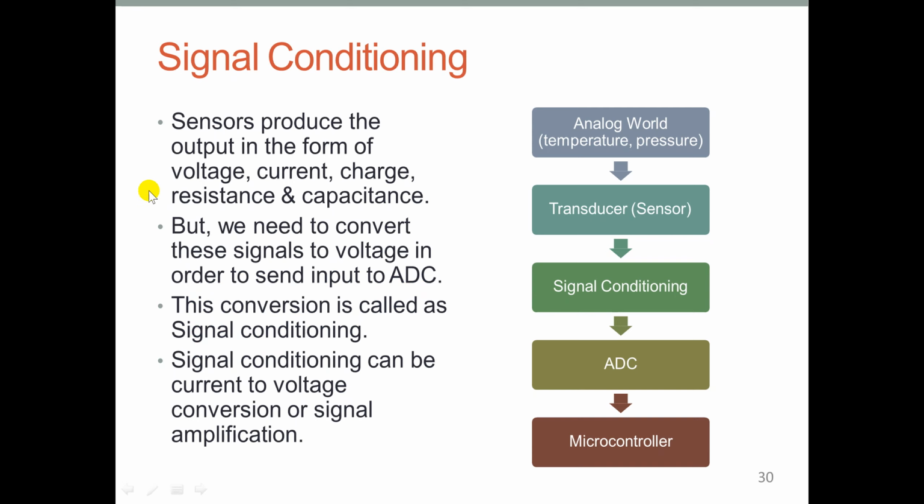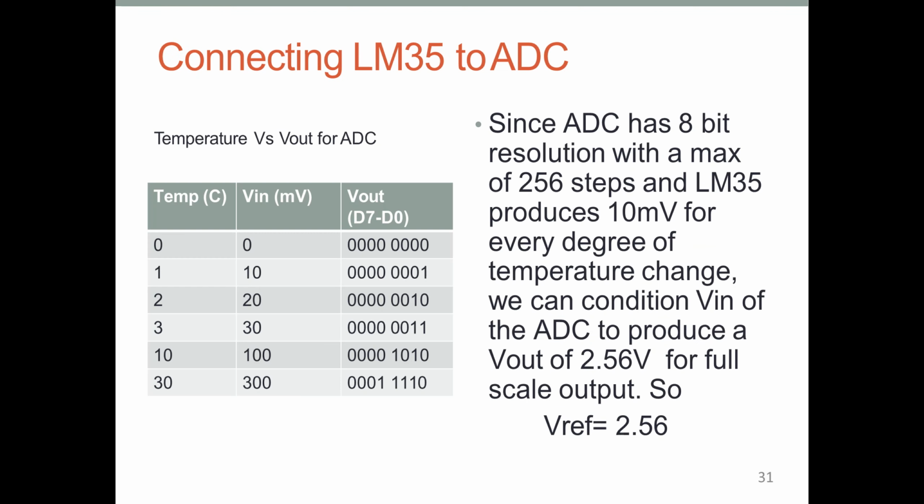Okay. So as I told you in the flow chart, the sensors have output forms, that is, voltage, current, charge, resistance and capacitance, and these are converted into signals. In order to convert these signals to voltage, to send it to the ADC, the analog to digital converter, this conversion is called signal conditioning. Signal conditioning can be current to voltage conversion, or signal amplification.